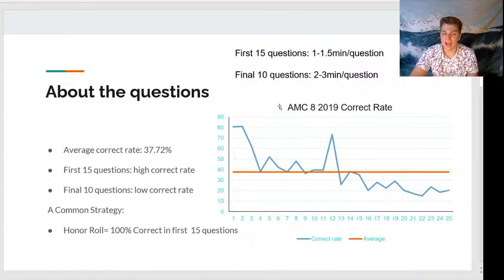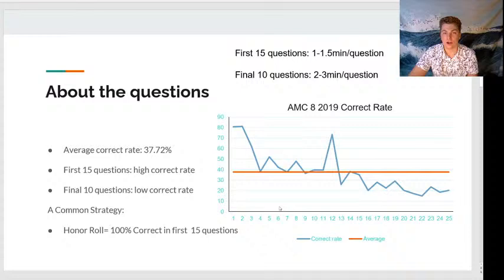And now you can see in this graphic right here exactly the concept I was explaining earlier, where the exam starts out with about 80% correct rate on the first couple questions, and then that seems to hold above the threshold of the average for the first 15 questions. Then once you hit questions 16 through 25, it really drops off and is hitting significantly below the average of about 37%. It's hitting closer to 20 to 15% correct rate for some of these questions.